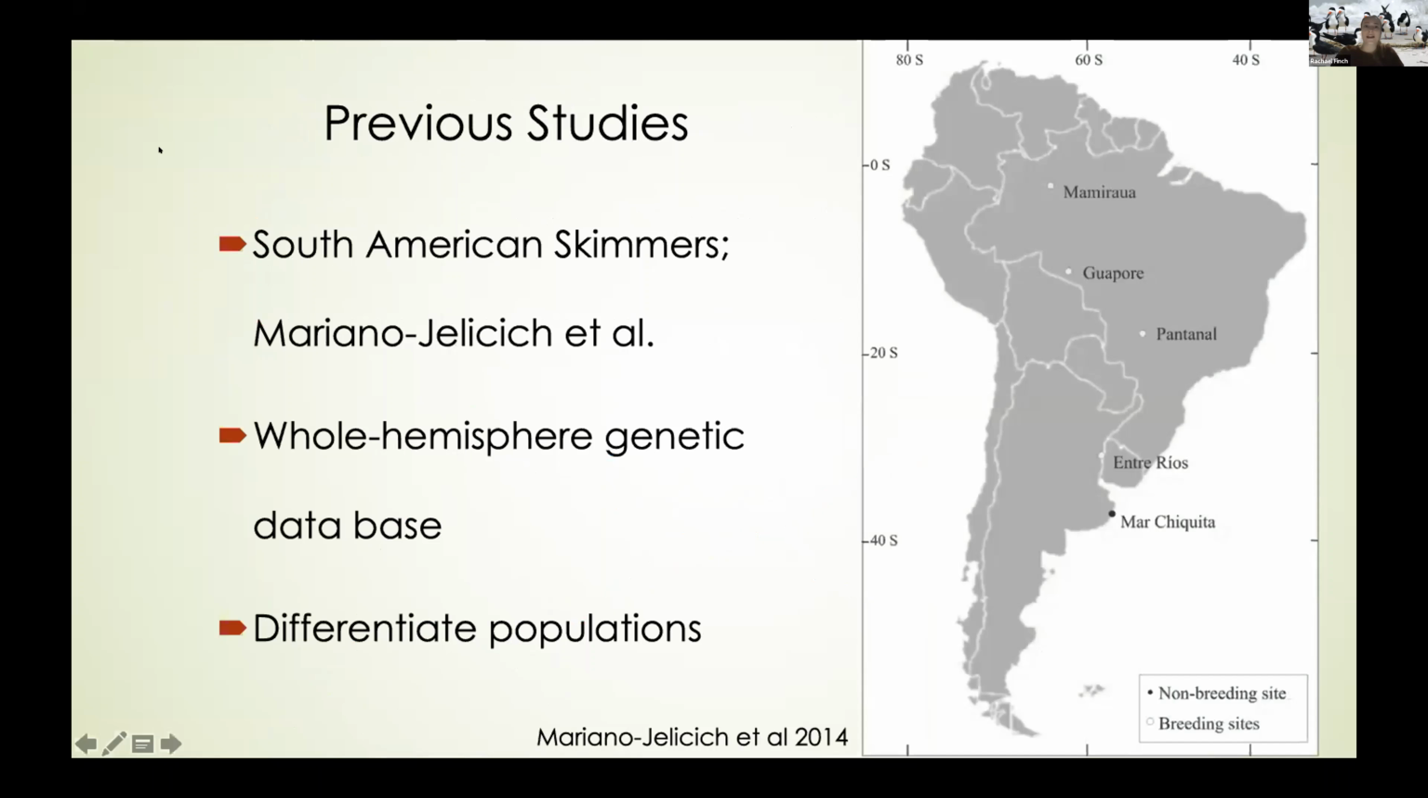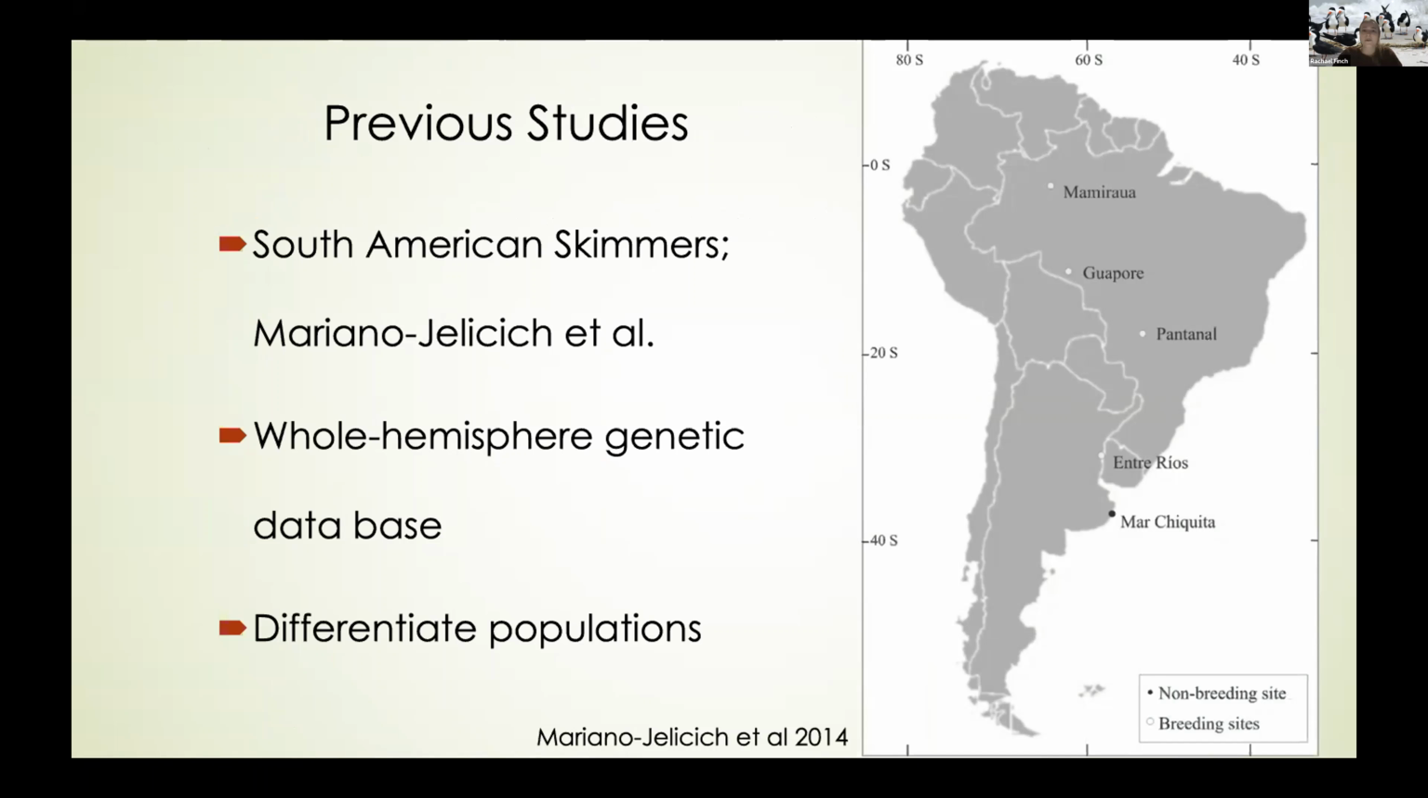So as we look at this population, as we look at the species of black skimmers, there's a lot known about the natural history of them. However, only one other study has been performed on the genetics of black skimmers. And this was done in South America on the South American subspecies of black skimmers, and it was done by Mariano and his team. And this paper was actually published in the Waterbirds Journal.